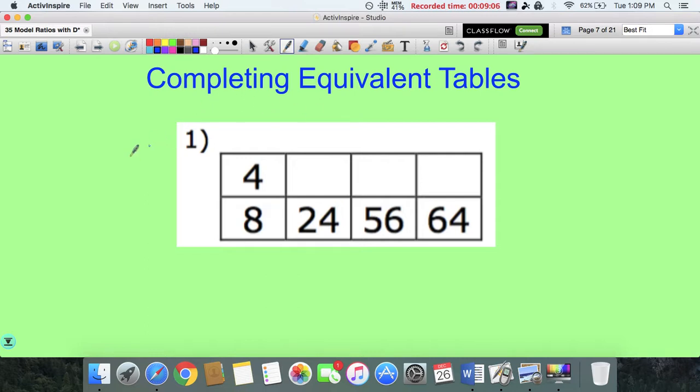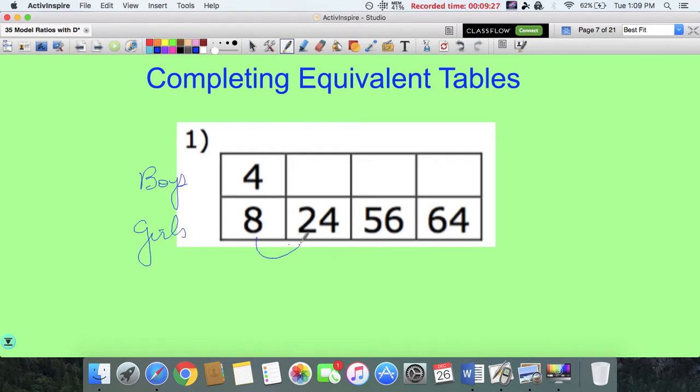So I'm just going to make this up. Let's pretend these are a ratio of boys and girls. What happens when there's 24 girls? How many boys would there be? What happens when there's 56 girls? How many boys? And what happens when there's 64 girls? So again, there's no easy way. There's two ways of doing this.